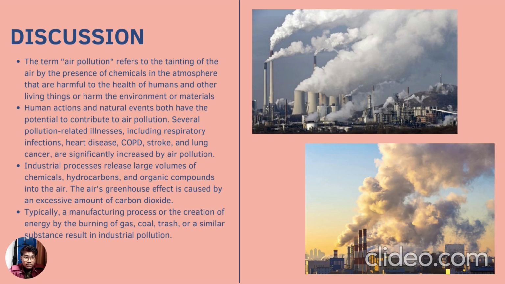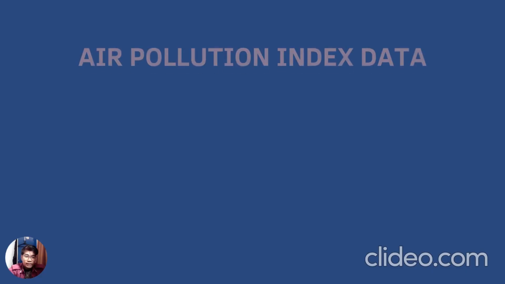Industrial processes release large volumes of chemicals, hydrocarbons, and organic compounds into the air. The greenhouse effect is caused by an excessive amount of carbon dioxide. Last one, typically a manufacturing process or the creation of energy by the burning of gas, coal, trash, or a similar substance results in industrial pollution.